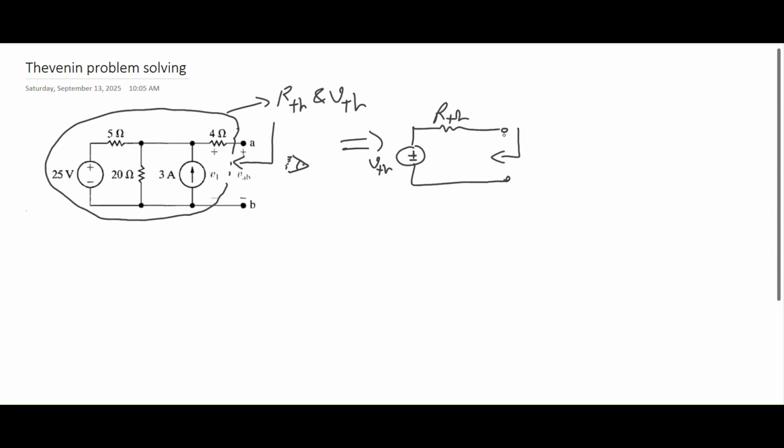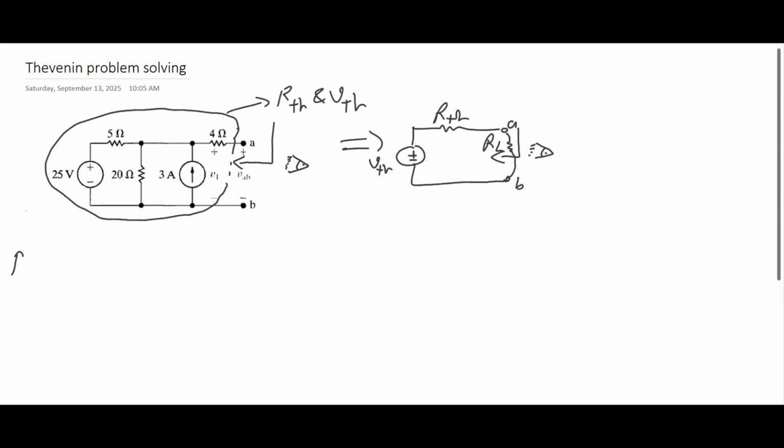So in most cases, if we have a load here, which in this case we don't have, by the way. In most cases we have a load here, so we open the circuit from our load's point of view, and we try to see the circuit from our load's point of view and try to find the equivalent resistor and the equivalent voltage seen from that port, which is port AB in this case.